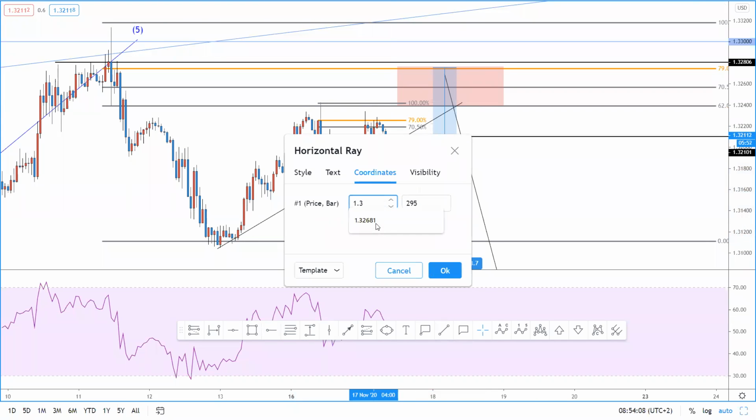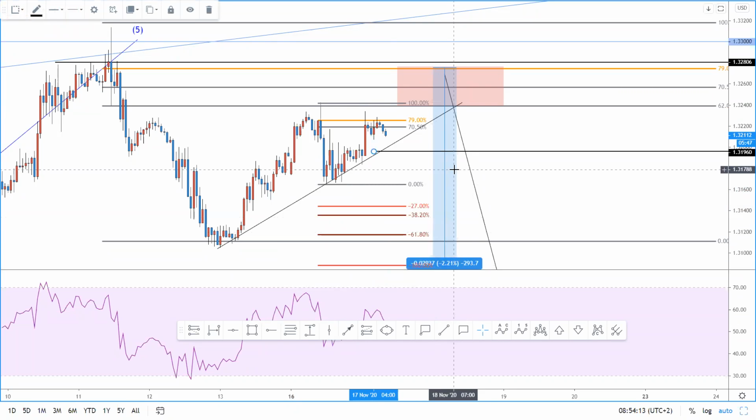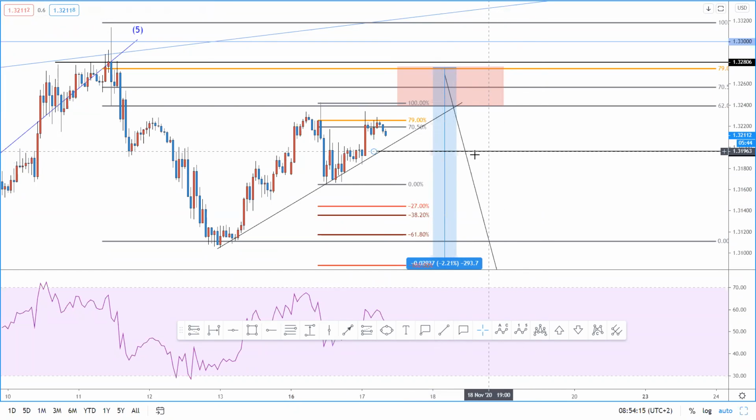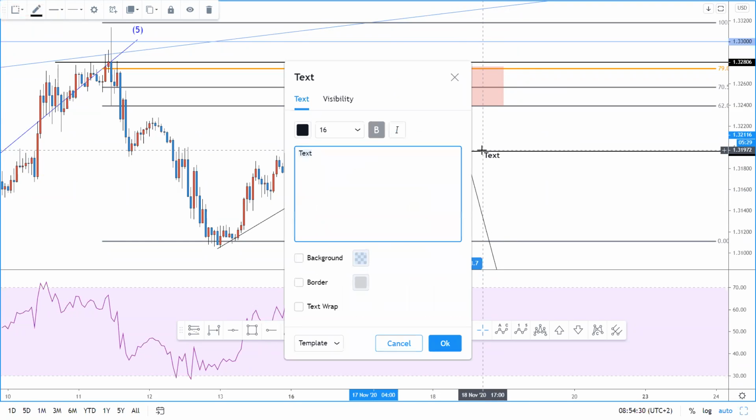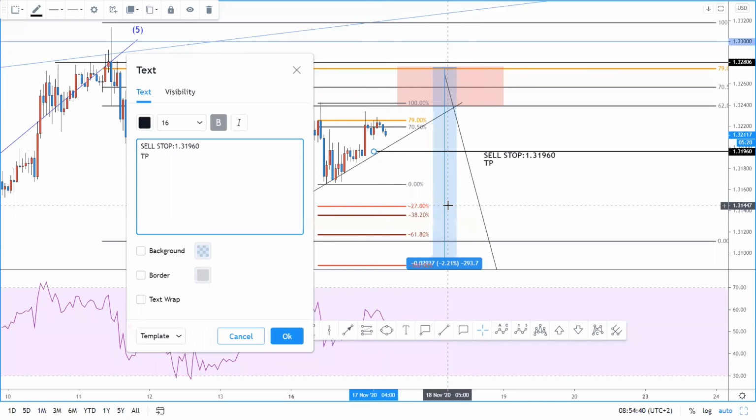At 1.31960, that is where I put my sell stop. 1.3190, but the perfect entry is here. So I've already entered on a bigger account. So I'm saying sell stop 1.31960, and then our take profit will be at the minus 61.8, 1.31200.